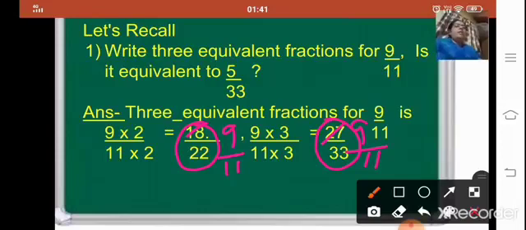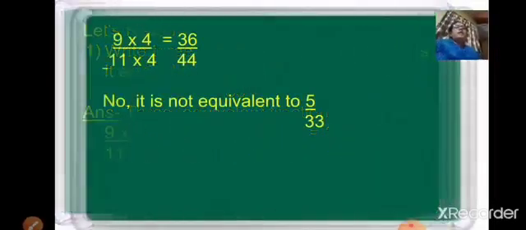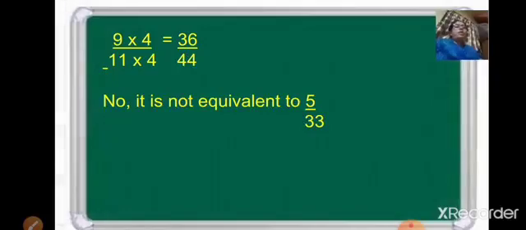Okay, now 9 upon 11 has got only one common factor, so it cannot be reduced further. So 18 upon 22, 27 upon 33 as well as 36 upon 44 are equivalent fractions of 9 upon 11. Now is it equivalent to 5 upon 33? No, it is not equivalent to 5 upon 33.